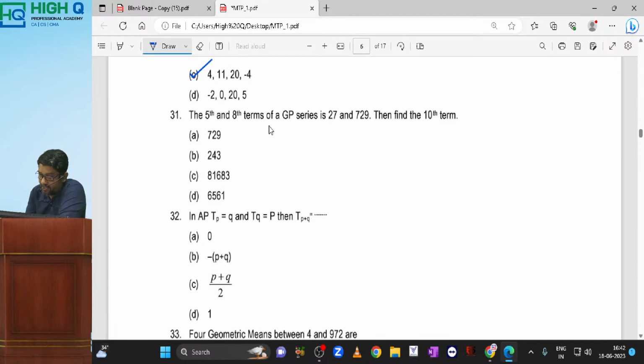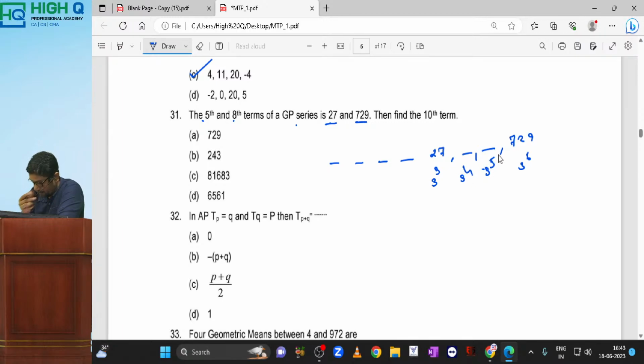If the 5th and 8th terms of a GP are 27 and 729. I think you are great in this, I know it. See, 5th term and 8th term of GP. 1, 2, 3, 4, 5th term, 6, 7, 8th term. You know this. This is 3 cube. This is 3 power 6. So this is 3 power 4, 3 power 5. So this has to be 3 square. This has to be 3 power 1. This has to be 3 power 0. This has to be 1 by 3. So they ask you to find the 10th term.